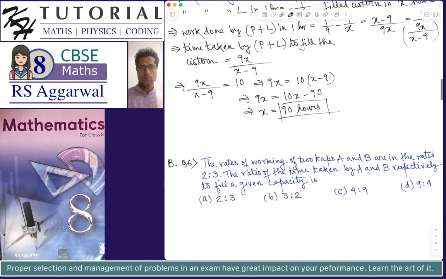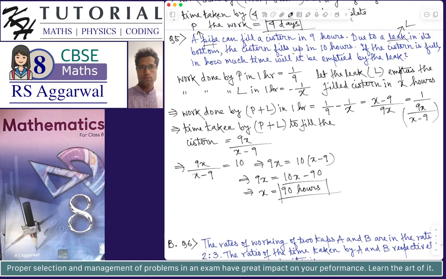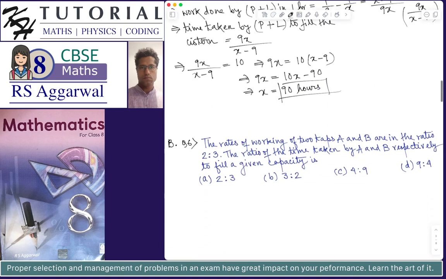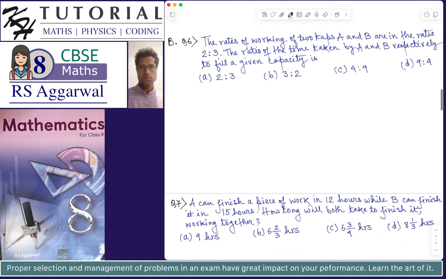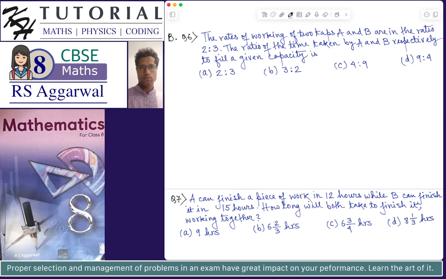Okay, so that was the end of section A, in which all the questions were subjective. Now section B, the questions are MCQ. Question number 6. The rates of working of two pipe taps A and B are in the ratio 2:3.